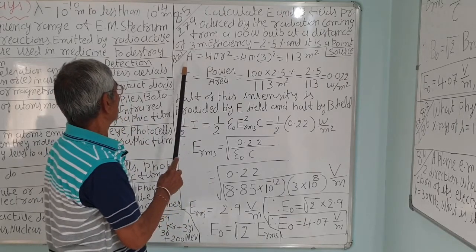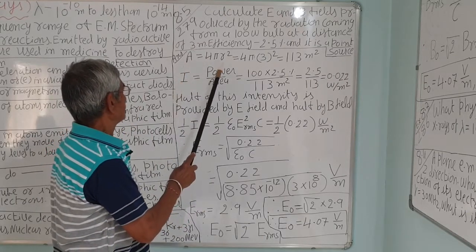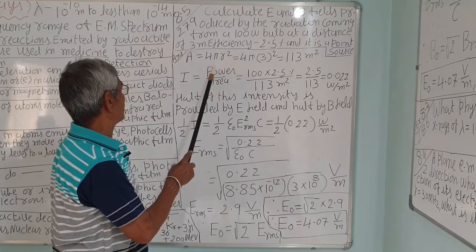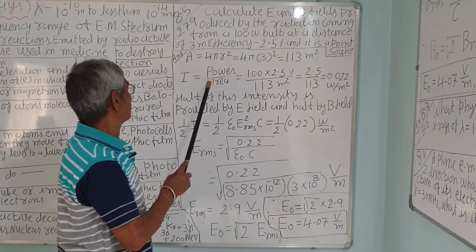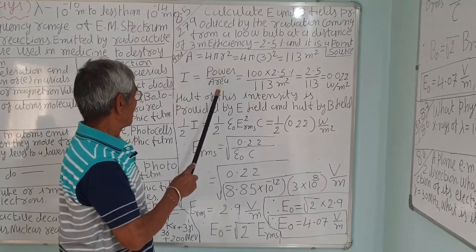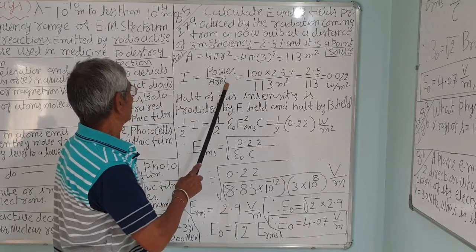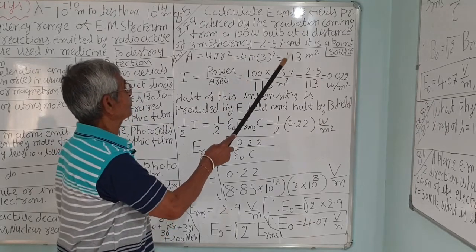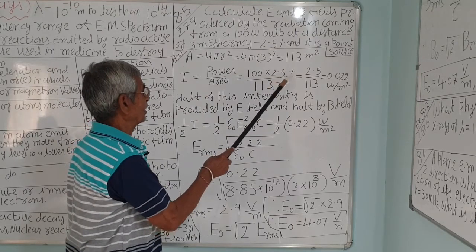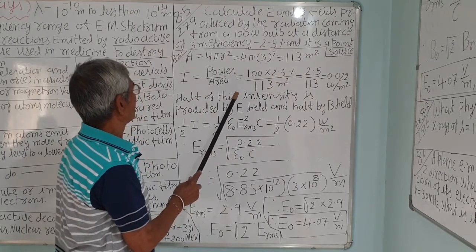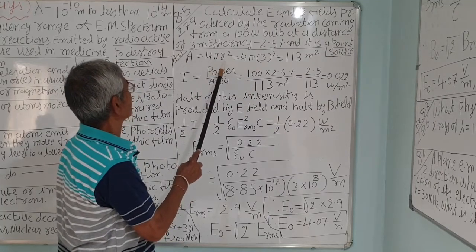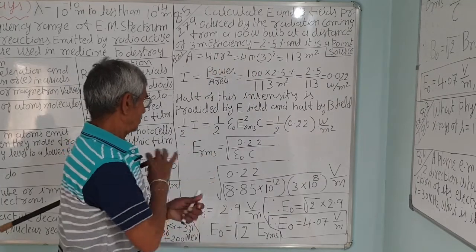We know that intensity is power upon area, the energy radiated per second per unit area. Power is the energy per second. So power is 100 watt and efficiency is 2.5%, so multiply 2.5 upon 100, upon the area, which is 4 pi r square, where r is 3 meters.